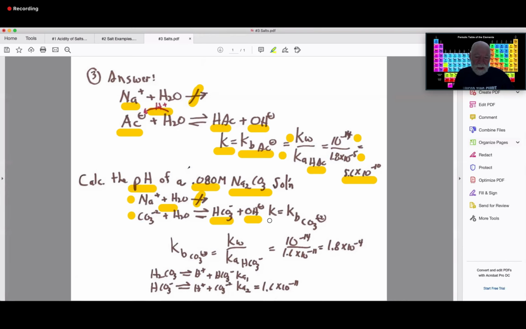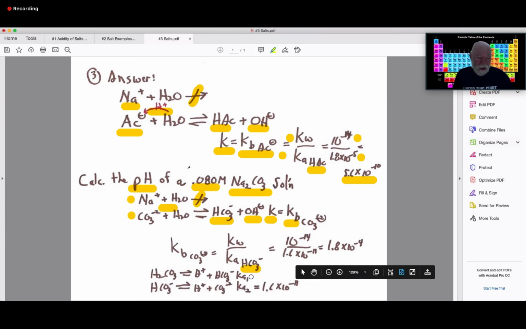Now, you need the K for that reaction, and what's its name? It would be the K sub B for carbonate. Now, I've never seen the K sub B of carbonate on a table. So we're going to use the good old trick that K sub B equals K sub W divided by K sub A of its conjugate acid. Now, here's a problem. Where are you going to find the K sub A for hydrogen carbonate?